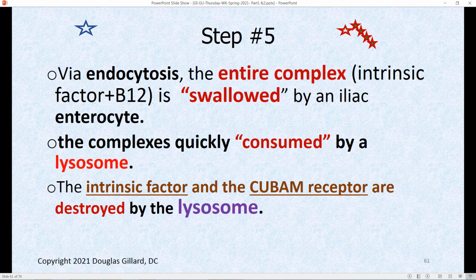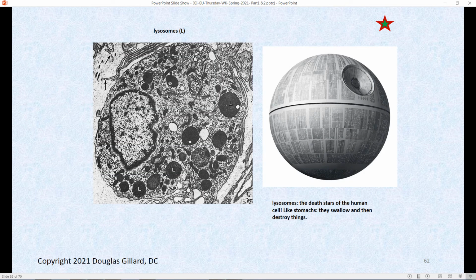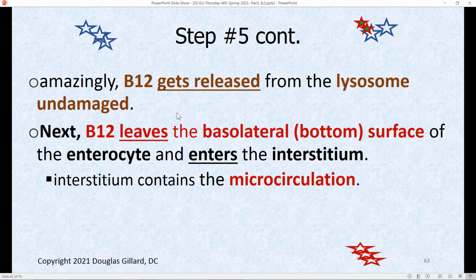enterocyte. And in fact, once it's in the cytosol, it's pulled into a lysosome, the Death Star of the cell. It's got peroxidase and all those free radicals. It destroys everything. Amazingly, the intrinsic factor and the cobalamin receptor are destroyed by the lysosome. But amazingly, the B12 is not touched. And that's just amazing to me. I don't know how, and they don't know how it stays alive. But here's a Death Star if you're a Star Wars fan. All right, so amazingly, vitamin B12 gets released from the lysosome undamaged.